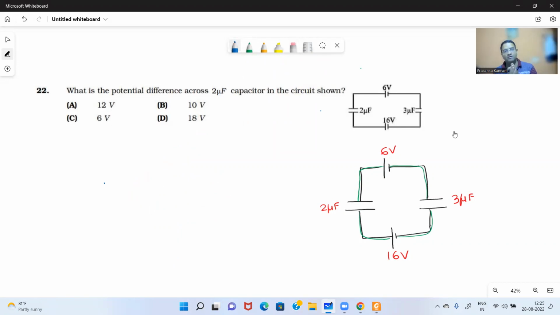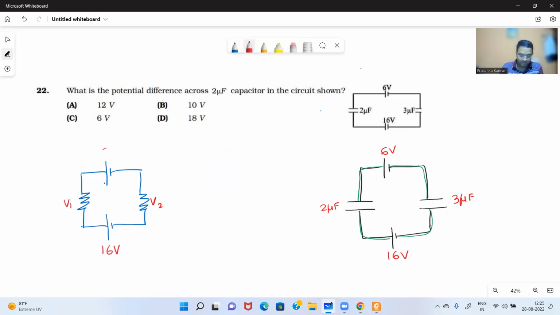Now, this is very similar to how you will solve a problem using Kirchhoff's voltage law in an electrical circuit. For example, let's say the voltages across the resistors are V1 and V2. This is 16 volt, this is 6 volts. How will you write the equation? You will form a loop. Usually you take it from positive to negative of the bigger battery. The bigger battery is 16 volt, so you take the current to be flowing in this direction.